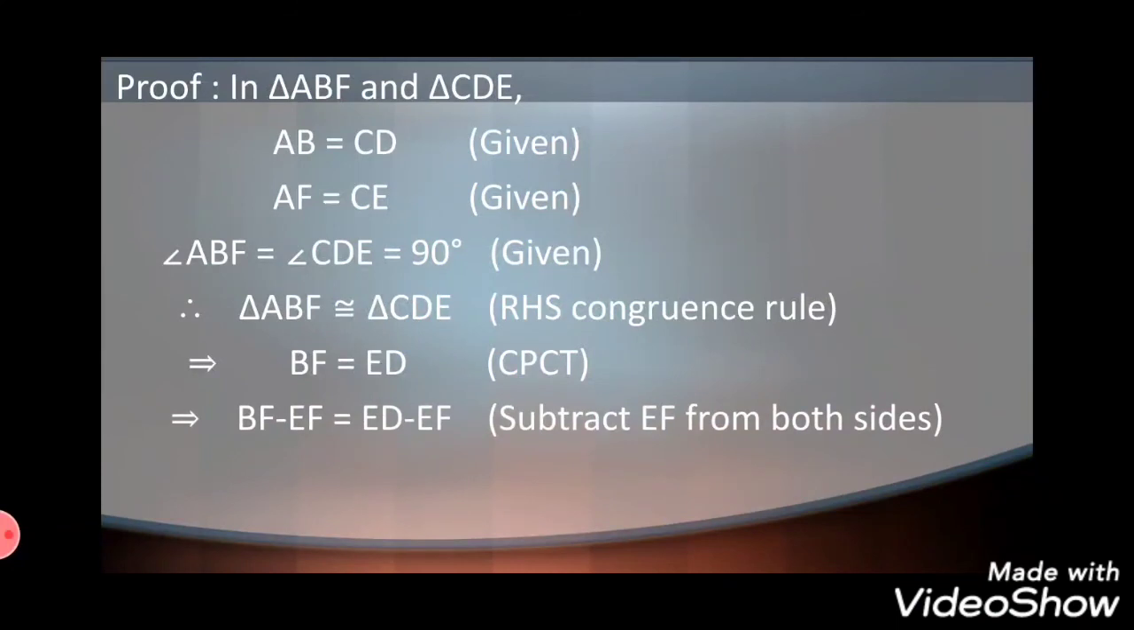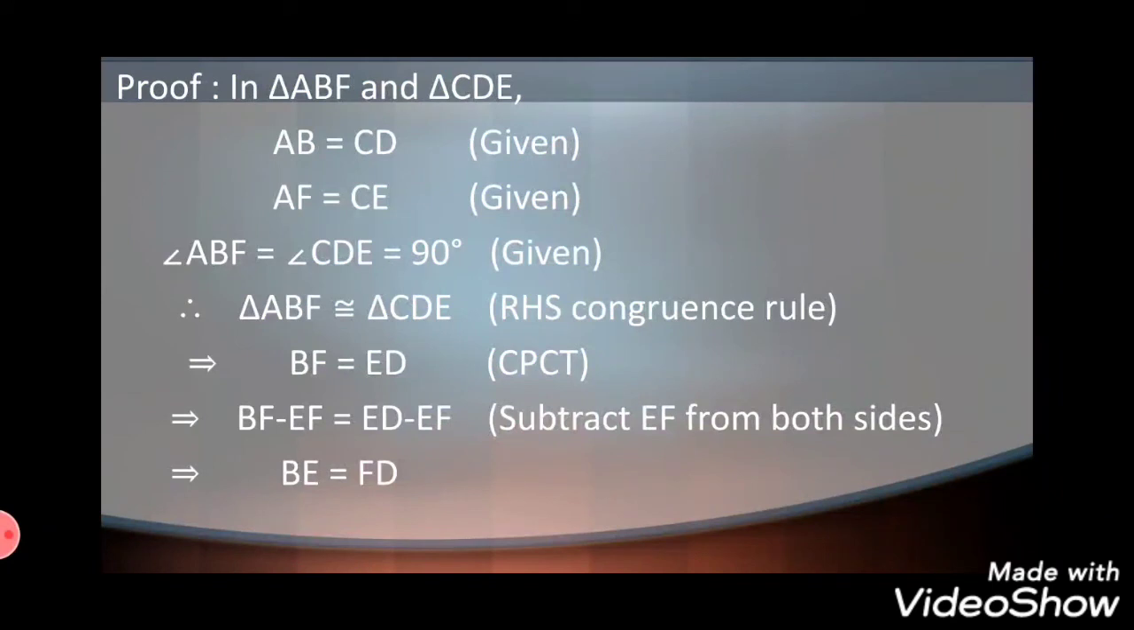Now, we subtract EF from both the sides of the equation, that is BF minus EF equal to ED minus EF. Implies that BE equal to FD.